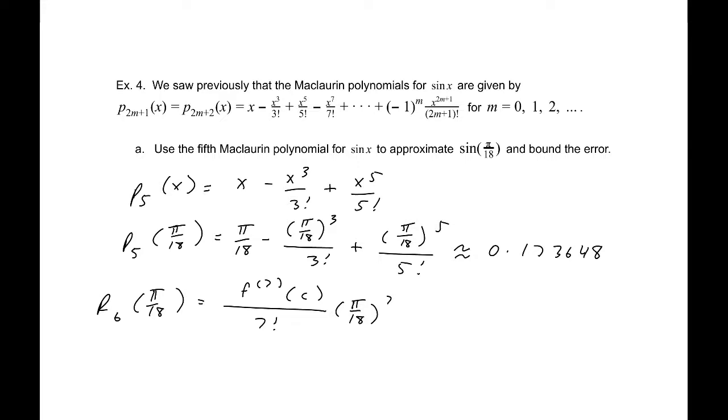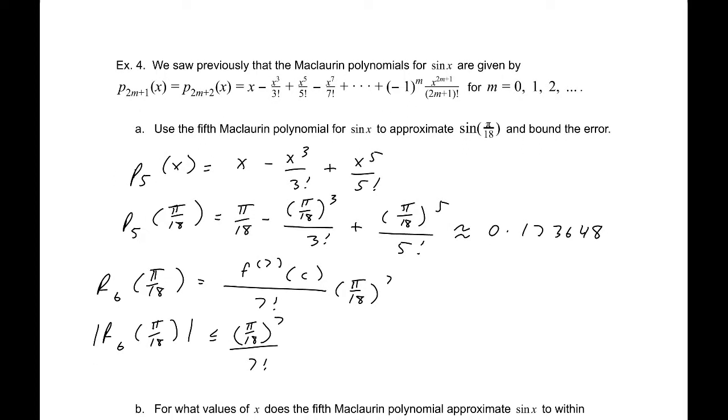Now, this doesn't seem like it helps because we need to come up with a bound for the function. Well, if you recognize that the 7th derivative of sine is either going to be sine or cosine, which is always bounded by 1, then the absolute value of this remainder is going to be less than or equal to pi over 18 to the 7 over 7 factorial, because that is positive there. That is our error bound.